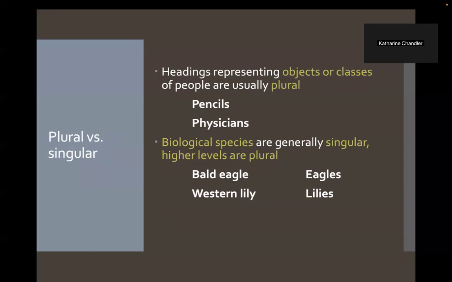Headings representing objects or classes of people are usually plural, like pencils or physicians. Biological species are usually singular. Higher levels are plural, like bald eagle, western lily, and eagles and lilies.